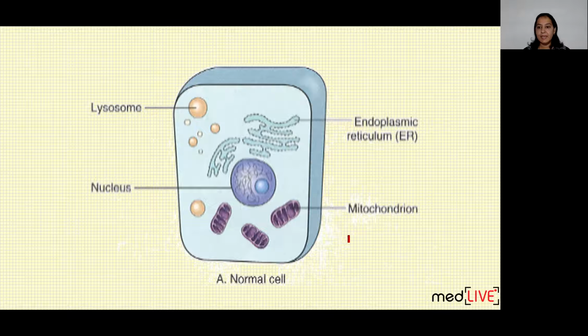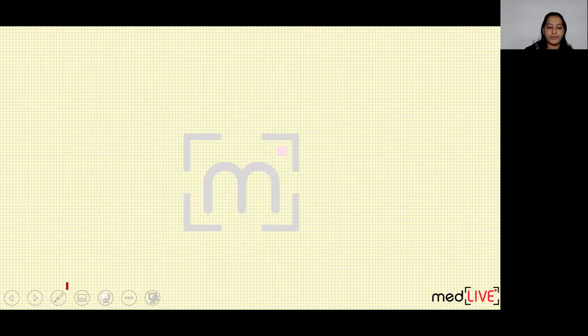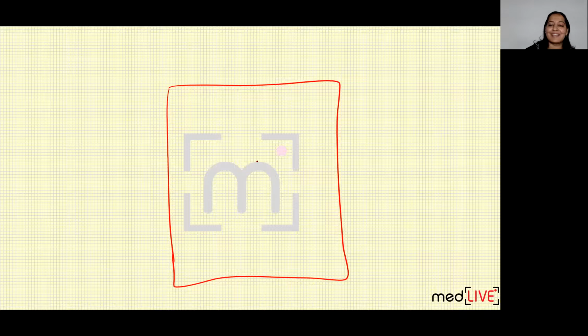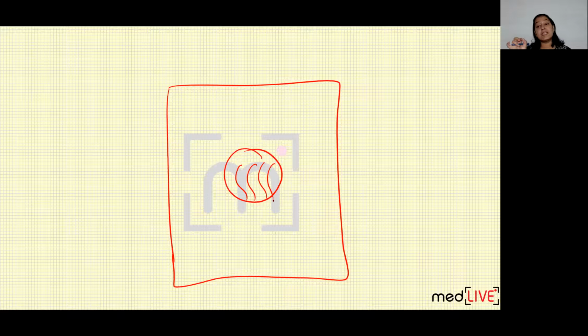So we will see. Again, this is a cell. Here the signal will come from the nucleus. Just suppose this is the nucleus of the cell. I will draw it for you. So this is a cell. This is the nucleus of the cell. This is the DNA of the cell. Just suppose DNA is damaged to such an extent that it can't be repaired.